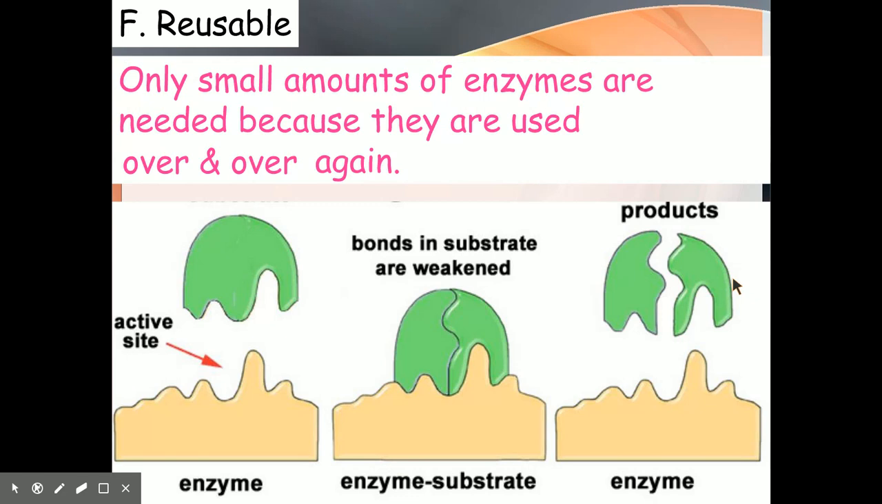Enzymes are also reusable. We only need a small amount of enzymes in our body because those small enzymes can be used over and over and over again. In a chemical reaction, the substrate will change. So that molecule that's going to bond to the active site of the enzyme is going to change at the end of it. The enzyme stays exactly the same shape, meaning as soon as that substrate breaks off and the reaction is over, a new one can come over and bond to that active site and do the same thing over again.